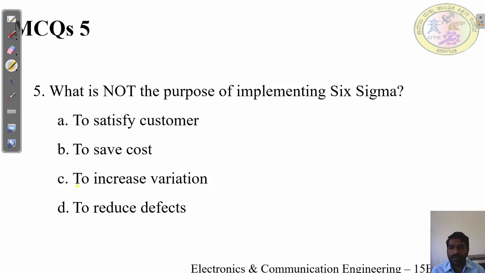The right answer for this question is to increase the variation. Here the question is asking for what is not the purpose. These are all the purposes of implementing Six Sigma. The main purpose is to satisfy the customer, save the cost, reduce the variation, not increase it. Variation should be reduced, and the defects should be reduced. The right answer is: increasing the variation is not the purpose of Six Sigma.